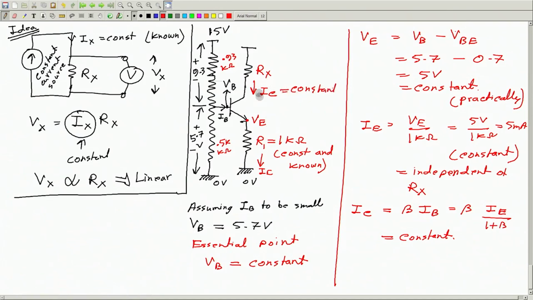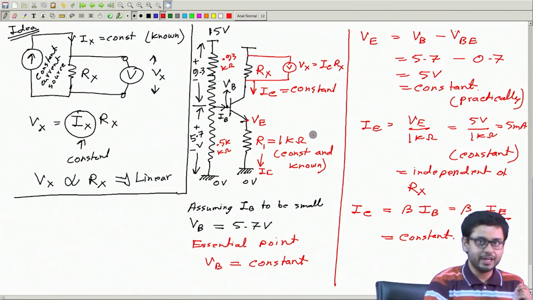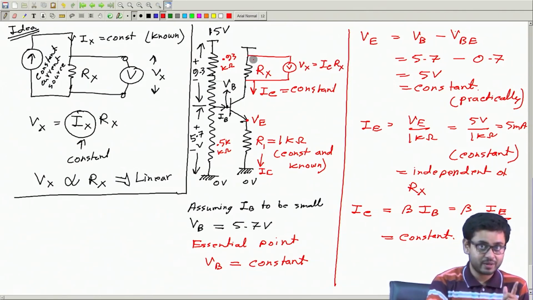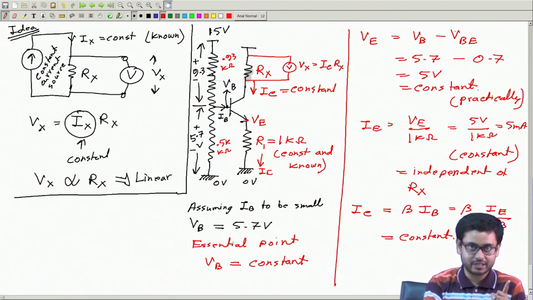So we have generated a constant current source, and this doesn't depend on Rx. Whatever value of Rx you put within a range, this current IC will remain constant, and therefore if you measure this voltage with a voltmeter, the voltmeter reading Vx will be IC times Rx, proportional to Rx. So this is a linear voltmeter.